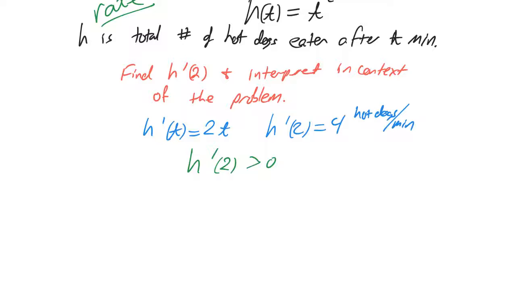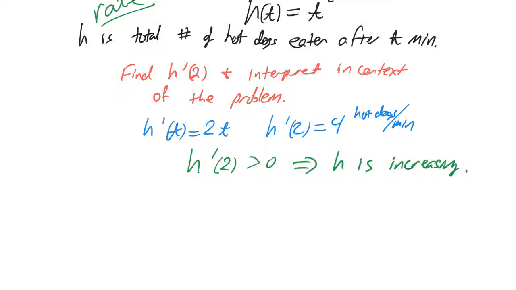So let me ask this. If we say h prime of 2 is positive, would you agree that this means h is increasing? Right? Is that a true statement? If h prime of 2 is positive, then h is increasing. All right. This is exactly how we interpret it. But I can't say h. I have to say what h actually is in words. And what is h? H is the total number of hot dogs eaten.